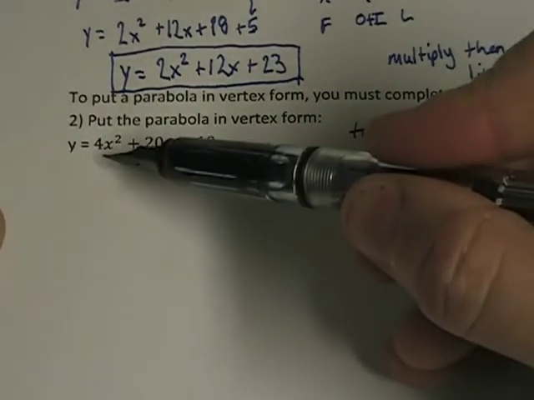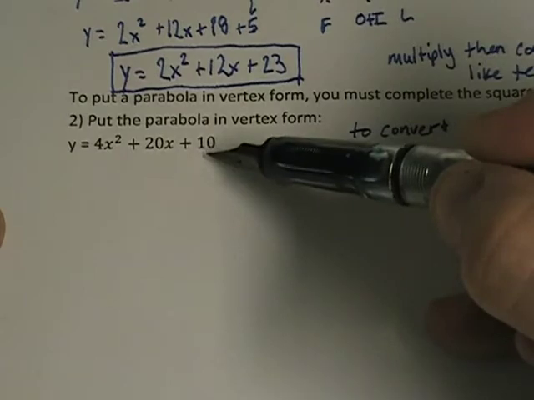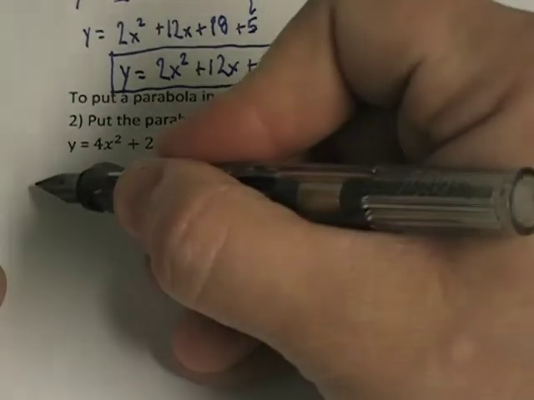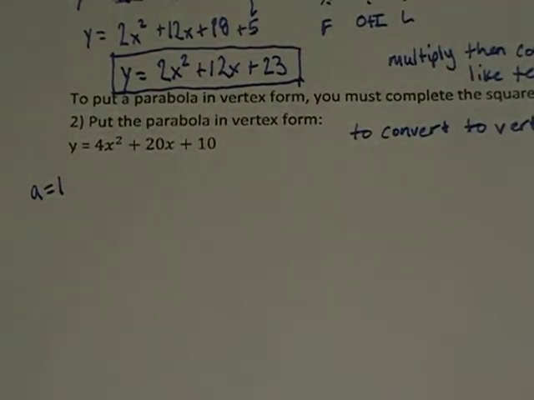Okay, so when we look at this, you think of an A term. This is your A term, your B term, and your C term. Okay, and the first step to completing the square is you have to make your A term equal to 1.